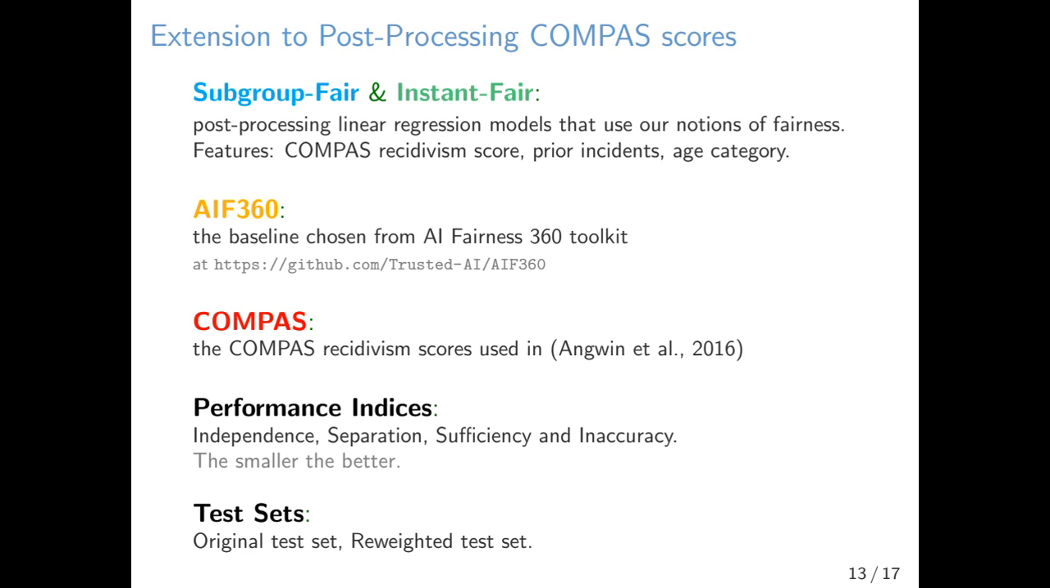And to compare the performances, we use the 3 fairness indices: independence, separation, sufficiency, and inaccuracy. And for all the performances, the smaller the better. And for the test set, we have the normal test set, and we also include a reweighted test set. Because the test sets selected from the past might not represent the future perfectly, we might expect that in the future the data will be more balanced between subgroups. So we use 4 indices on 2 test sets such that we have 8 performance indices in total.